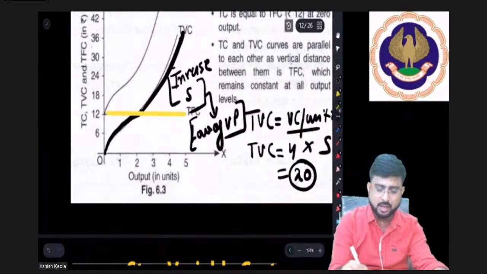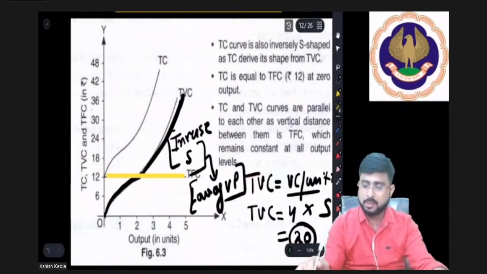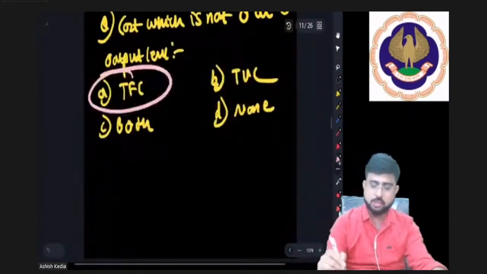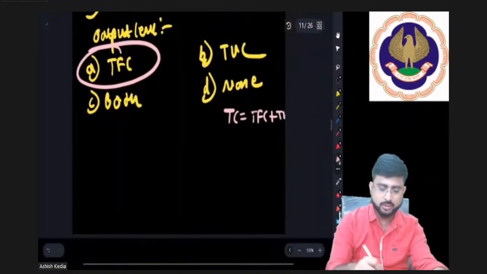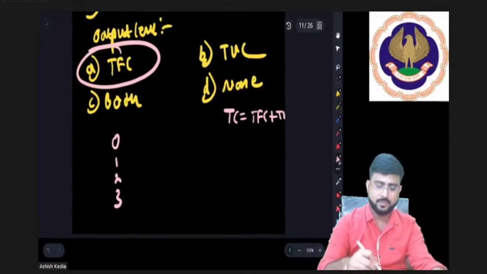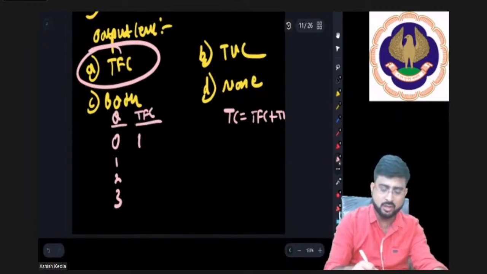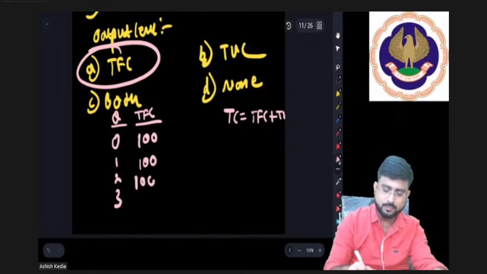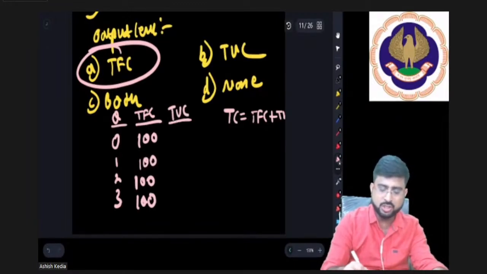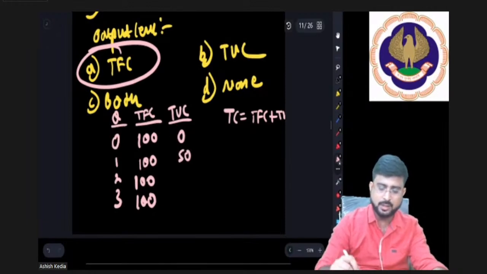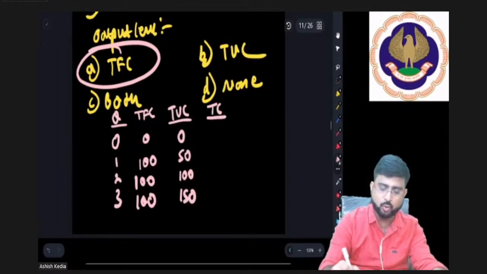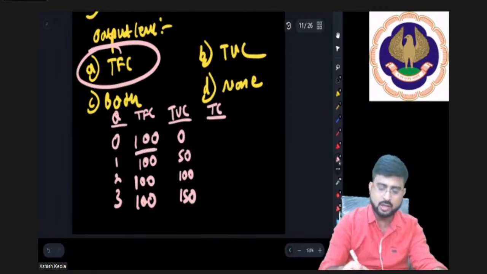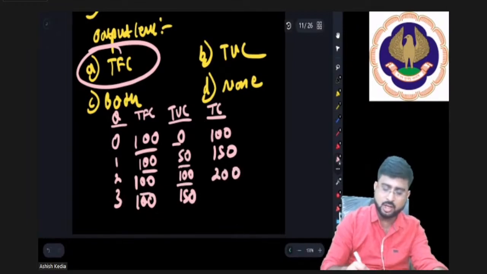It's a straight line parallel to the x-axis, just like that. But now friends, pay attention everyone. What is total cost? Total cost is TFC plus TVC, okay? So suppose 0, 1, 2, 3, this is quantity. Total fixed cost is suppose 100 rupees at all levels. But total variable cost is 0 here, 50 here, 100 here, 150 here. So my dear friends, what is the total cost equal to? 100 plus 0, 100; 100 plus 50, 150; 100 plus 100, 200; 100 plus 150, 250.